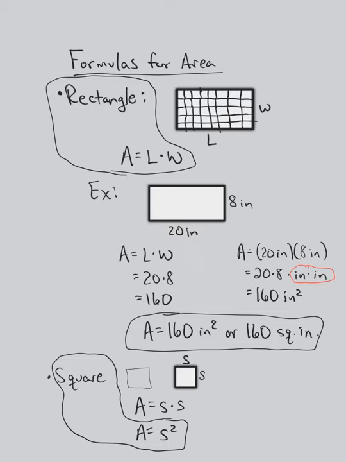One other thing too, some people may have seen this slightly different. Instead of using the terms length and width, some people use the terms base and height for the dimensions on a rectangle. So up here, instead of length, they might use B for base, and for W, they might use H, like that. So you may have seen this formula: the area of a rectangle is base times height.